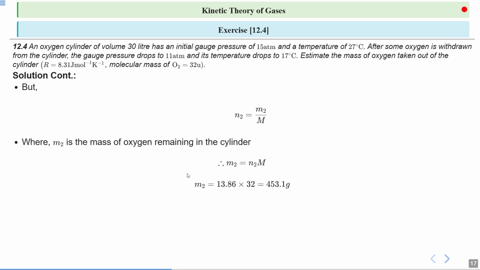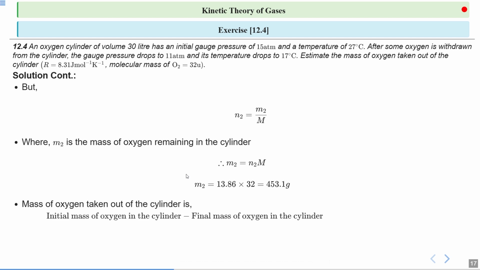Substituting the values, we find that M2 equals 13.86 into 32 gram per mole, which gives us 453.1 grams. Alright, so the mass of the oxygen taken out of the cylinder is the initial mass of the oxygen in the cylinder minus the final mass of the oxygen in the cylinder.